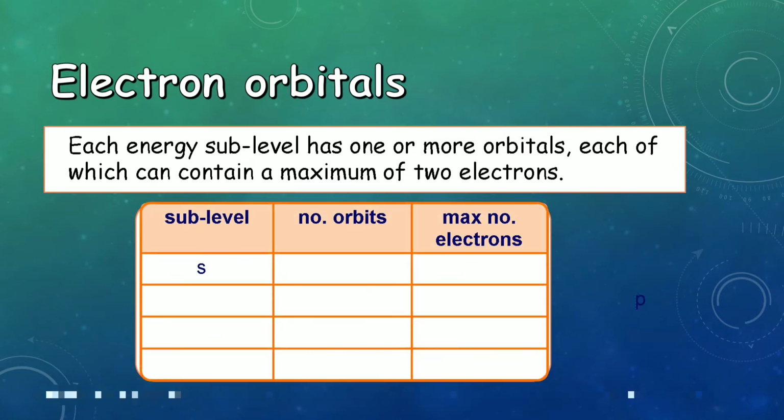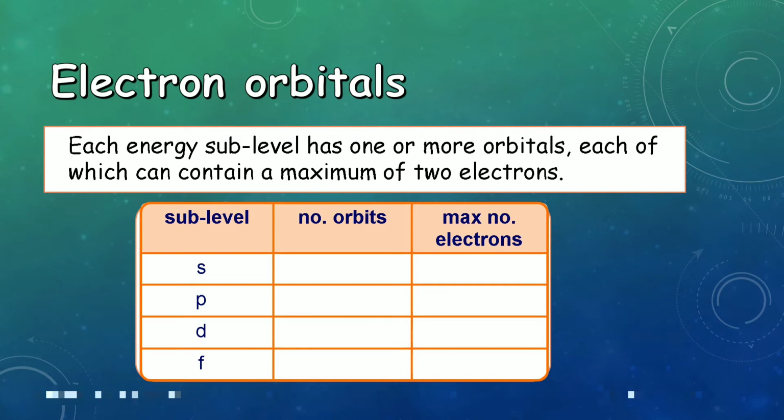Now that we learn about the arrangement of the sublevels, let us now identify the number of orbitals and number of electrons for each orbitals. Okay. So, each energy sublevel has one or more orbitals. Tandaan po again, in each energy sublevel, it has one or more orbitals, each which can contain a maximum number of 2 electrons. Ulit po, sa bawat sublevel, mayroong isa o mahigit pang number of orbitals. At yung bawat orbitals na yun, meron lamang maximum number of 2 electrons.